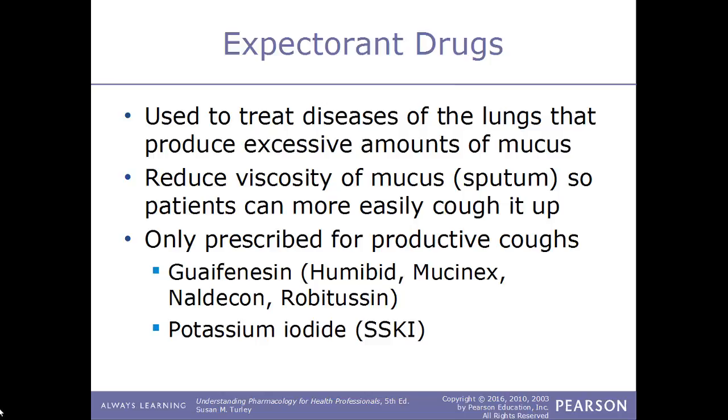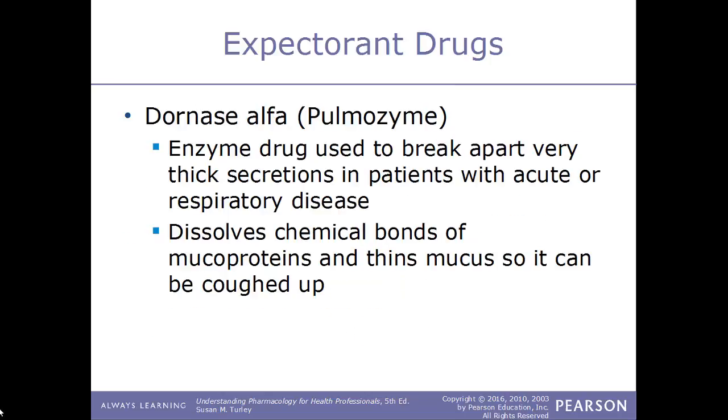And some examples of this kind of drug: guaifenesin, which is sold under the names Humabid, or Mucinex, or Robitussin, or Naldicon, and potassium iodide, which is sold under the name SSKI. Another example of an expectorant drug is dornase alfa, which is sold under the name Pulmozyme. Now this is an enzyme drug that's used to break apart very thick secretions in patients that have acute or chronic respiratory disease. Now this enzyme drug will dissolve chemical bonds of the mucoproteins and thins the mucus so it can be coughed up more easily.